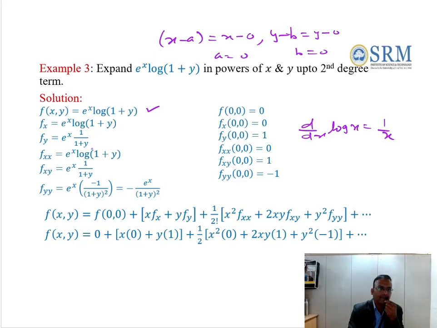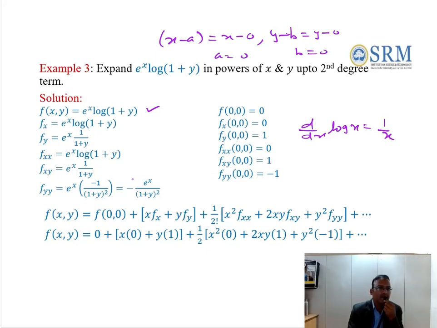Okay, by using this, fy is e power x into 1 by 1 plus y, and fxx is e power x into log of 1 plus y, and fxy is e power x into 1 by 1 plus y, and fyy which is equal to e power x into minus 1 by 1 plus y the whole square. After simplification we are getting minus e power x divided by 1 plus y the whole square.